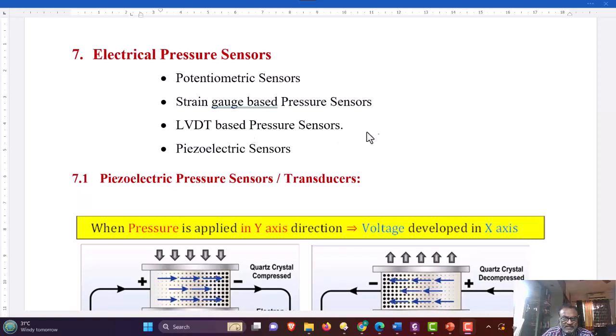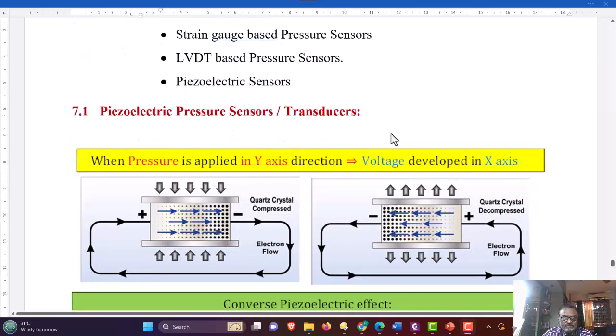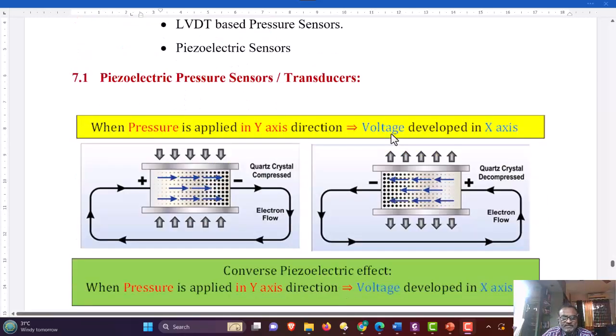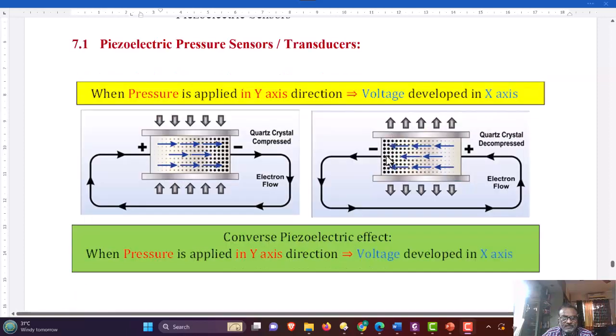The piezoelectric sensors, we have seen the piezoelectric effect earlier. Here we will revisit it. The piezoelectric pressure sensor figure is shown here. It consists of a piezoelectric crystal sandwiched between two plates. It uses the piezoelectric property of the quartz crystal.